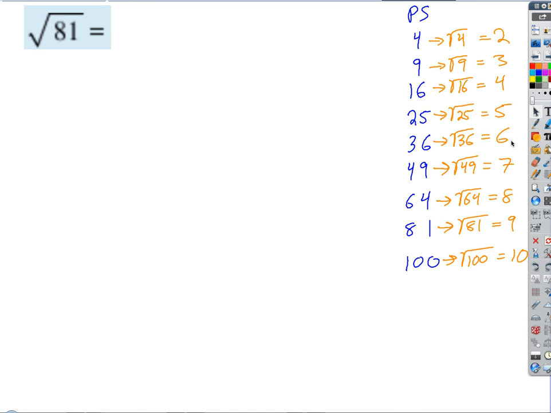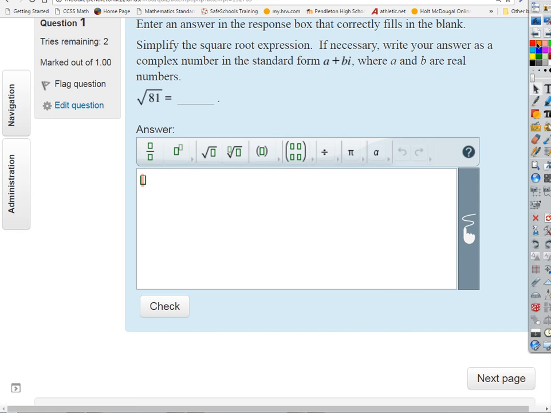How do we look for that? Well, first of all, you always want to ask yourself, is the number in the radical a perfect square? And in this case, yeah, it is. And so the answer is just plain old 9.